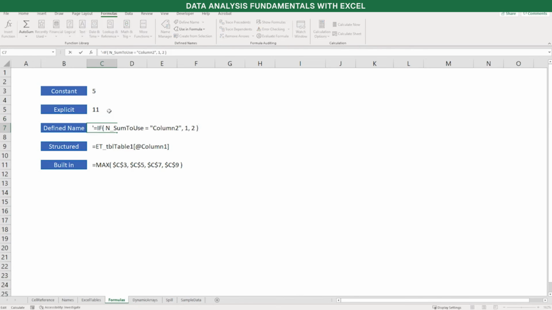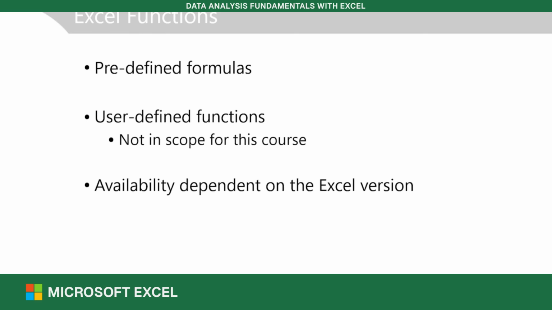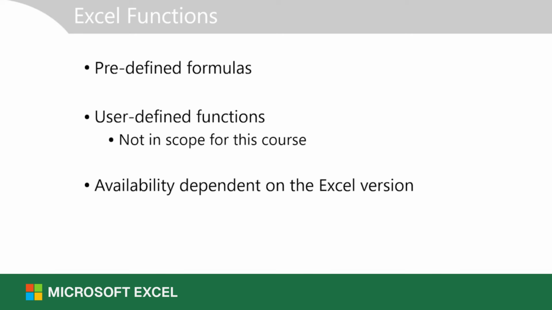For the next example, we use a defined name from lesson 3 to generate a conditional value. In the next example, we use structured references to get the value from column 1 in table ET-TBL table 1 from the same row as the currently selected cell. And finally, we use the built-in max function to get the maximum value from the numbers listed above. Excel functions, as used in our last example, are predefined formulas that are already available to use within Excel. Excel also provides the ability to write user-defined functions. However, these are not within the scope of this course.